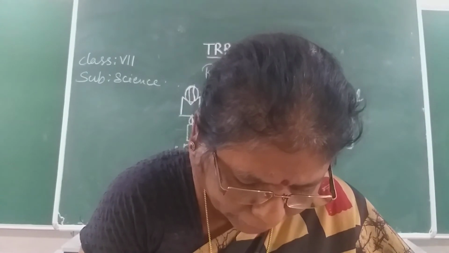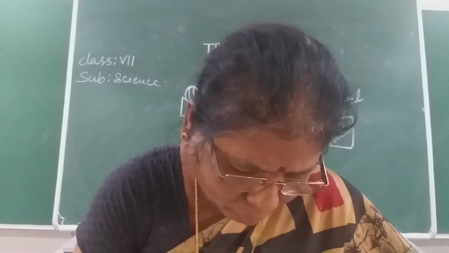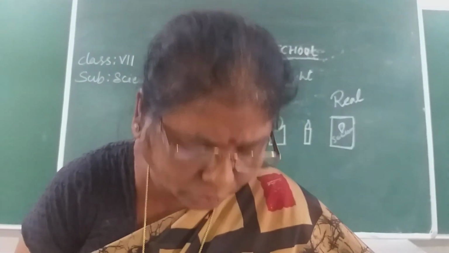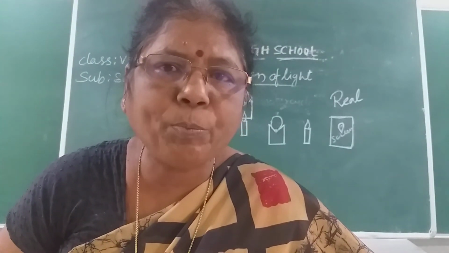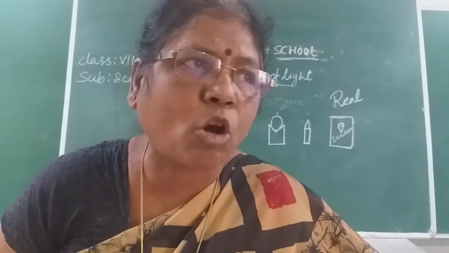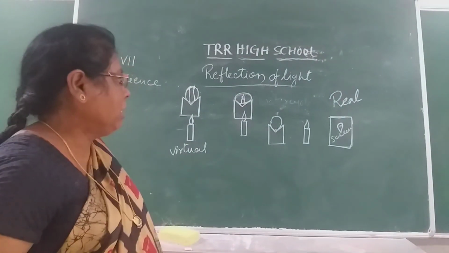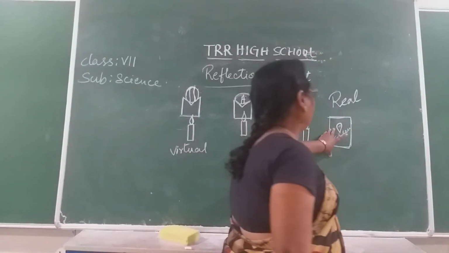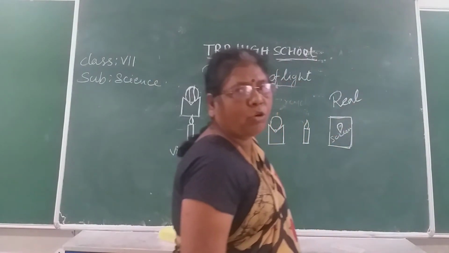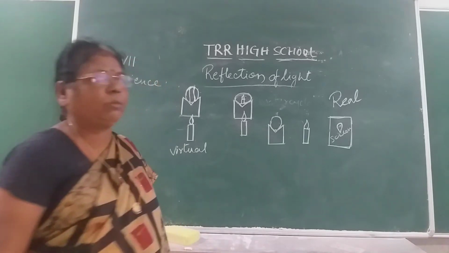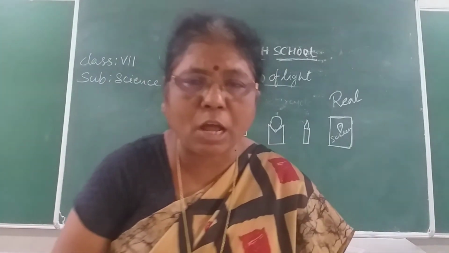Now coming to torchlights. We have observed the torchlight or headlights of a vehicle where we use these mirrors. Very important is where we use these mirrors, convex mirrors and concave mirrors. The image formed on the mirror is a real image. The images which we cannot catch on the screen are called virtual images, convex mirrors.